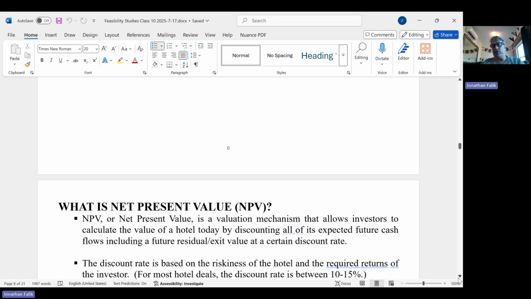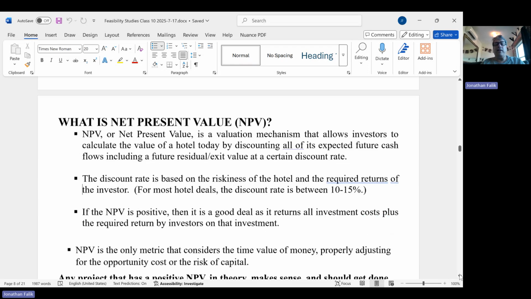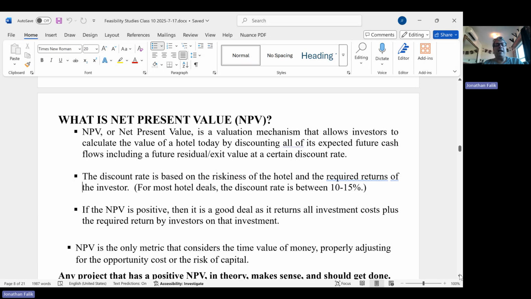So what is the net present value? Net present value is a calculation that allows you to calculate the value today by taking all of the future cash flows, including the sale value, and discounting them back to today at a certain discount rate. The discount rate is the measure of risk and is essentially the required return that an investor would have to have. So why are we discounting future cash flows? That means we're taking cash flows in the future, say we're getting $100 in the future, and we're valuing that at something less today.